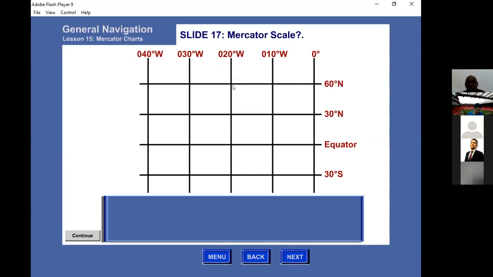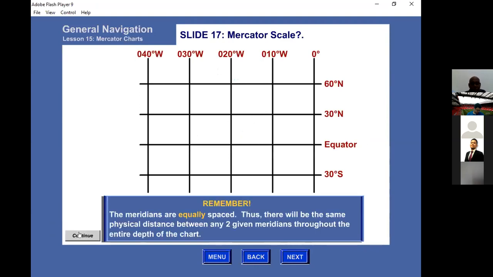Now, when we talk of the spacing between the meridians, the spacing on a chart will be the same. If it is 6 inches there, it is 6 inches there, no matter what the latitude is. From the equator to 60 degrees, this distance will not change. But the equivalent scale will change. When we are talking about scale, this will change, but as far as the distance between meridians is concerned, it is the same throughout the chart. So the meridians are equally spaced: there will be the same physical distance between any two given meridians throughout the entire depth of the chart.